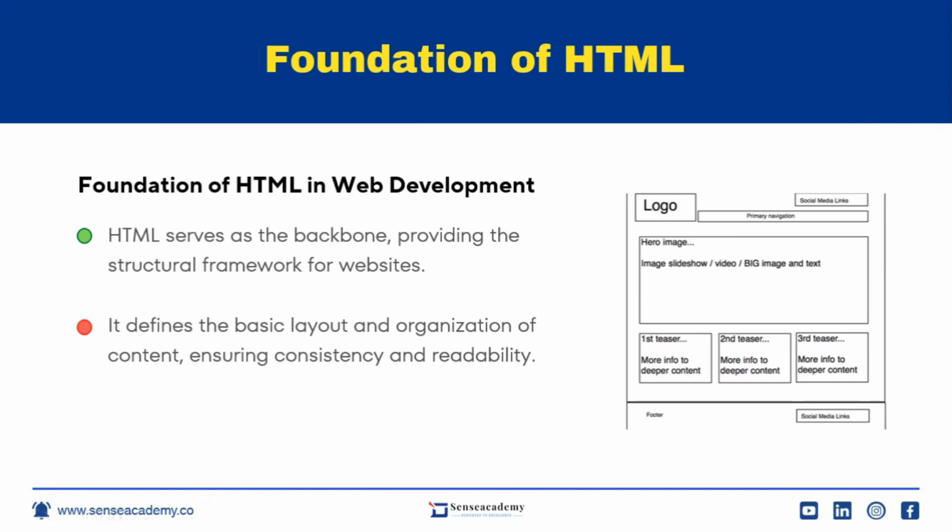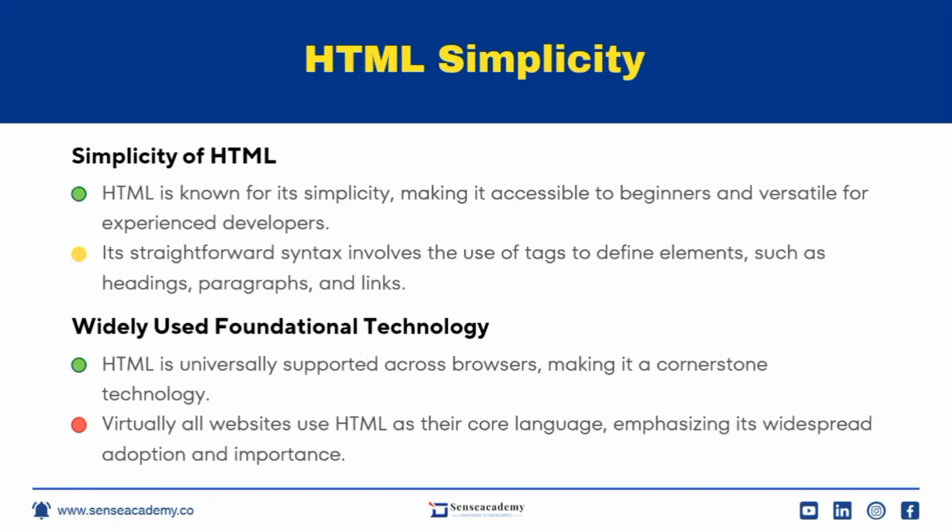Then when we move to the next one, we see the simplicity of HTML. HTML is like the blueprint for a website. It uses simple text to structure content like H1 for main heading, P for paragraph, and IMG for images. And it is widely used because every web page is built on this foundation, creating a consistent and structured way to display information on the internet.